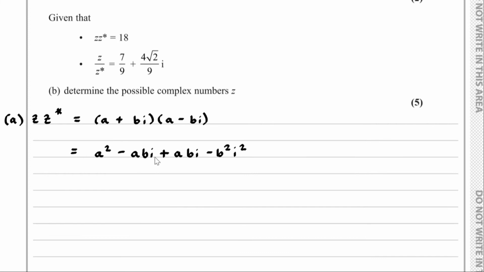So the negative abi and the positive abi simplify to 0, and so what I am left with is a squared minus b squared multiplied by minus 1. i squared is minus 1. So we end up with a squared plus b squared. And this result is real, and so what we can conclude then is z times by z star is real.